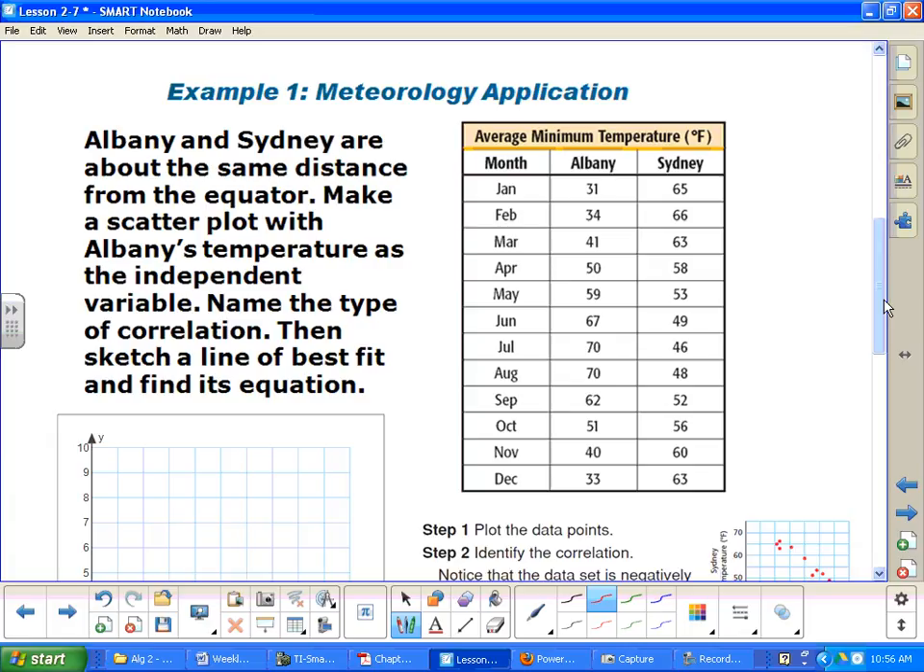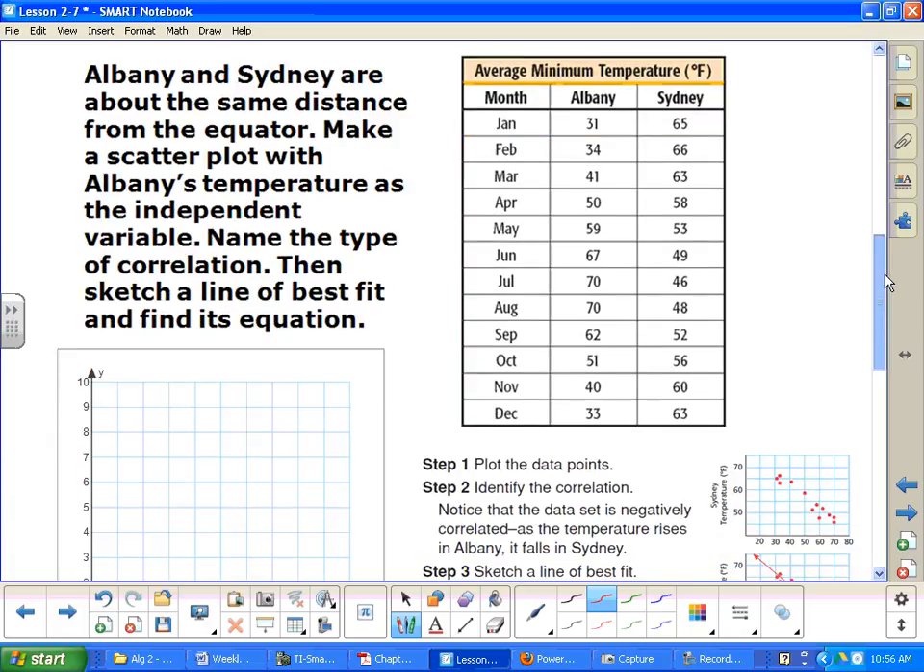So here we have Albany and Sydney, which are about the same distance from the equator. That'll be Albany, New York, and Sydney, Australia. It says make a scatter plot with Albany's temperature as the independent variable. So where's that going to go? On the x, yep. And name the type of correlation, whether it's positive or negative or no correlation, and then sketch a line of best fit and find its equation. So we've got a little bit to do here.